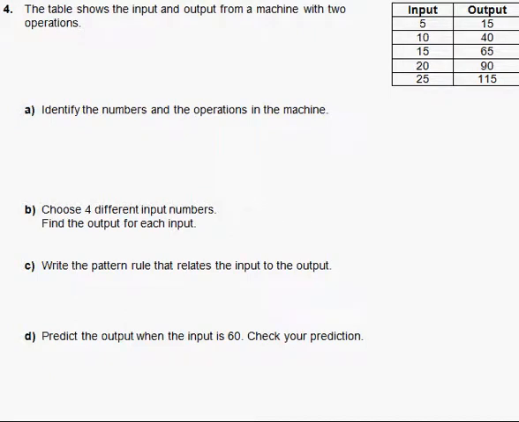Question 4 says the table shows the input and output from a machine with two operations. We can see the table is completely filled. The input numbers are in order, going from 5, 10, 15, so they're going up by 5s. The outputs start at 15 and then go up by 25 each time. So they're going up by 25. That's the inputs.